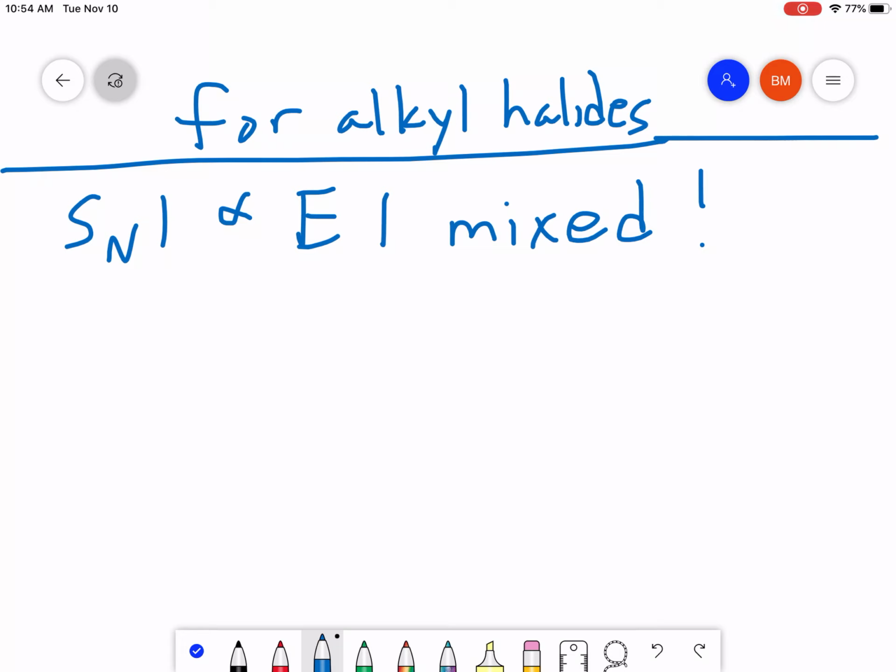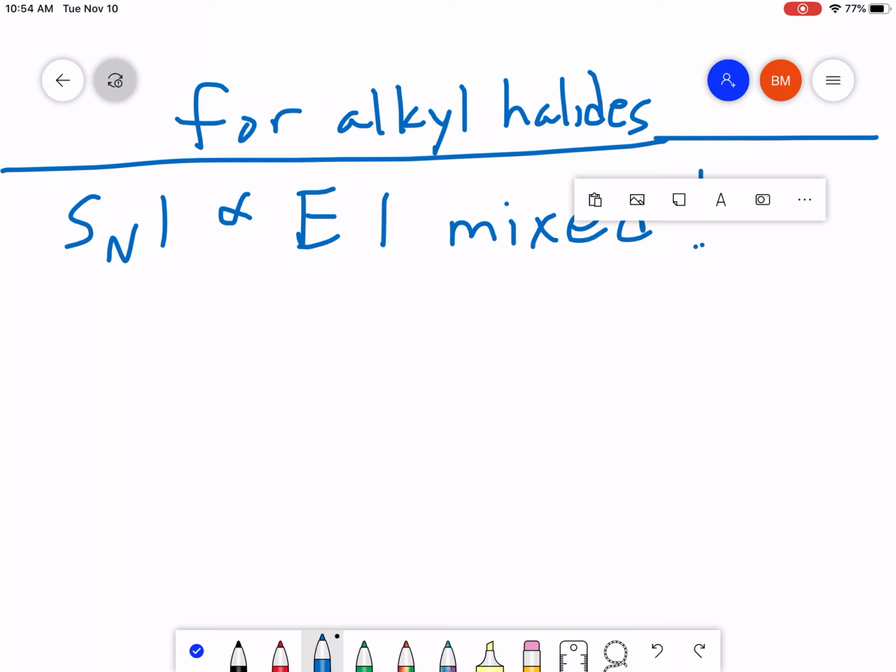This is only for alkyl halides. I want to emphasize that. Next chapter, we're going to look at alcohols. We're going to see that we can also have SN1 and E1 reactions, but we can keep those separate. But for these, we can't. Why? Because the set of conditions that favor each is identical. They like the same things.